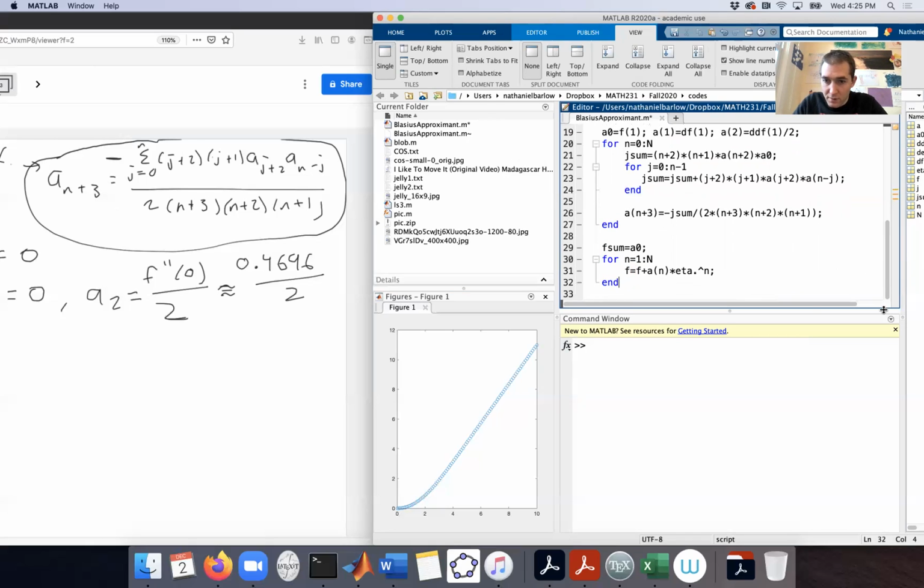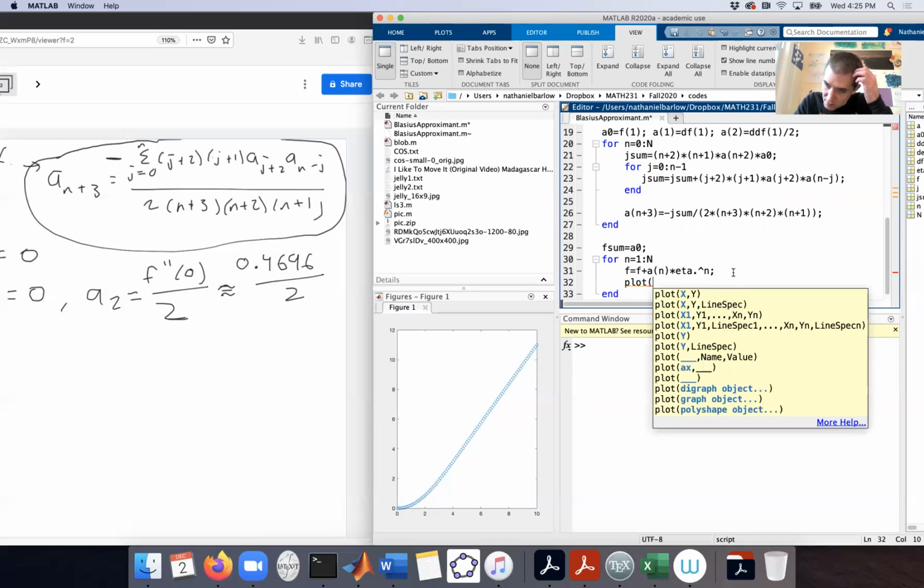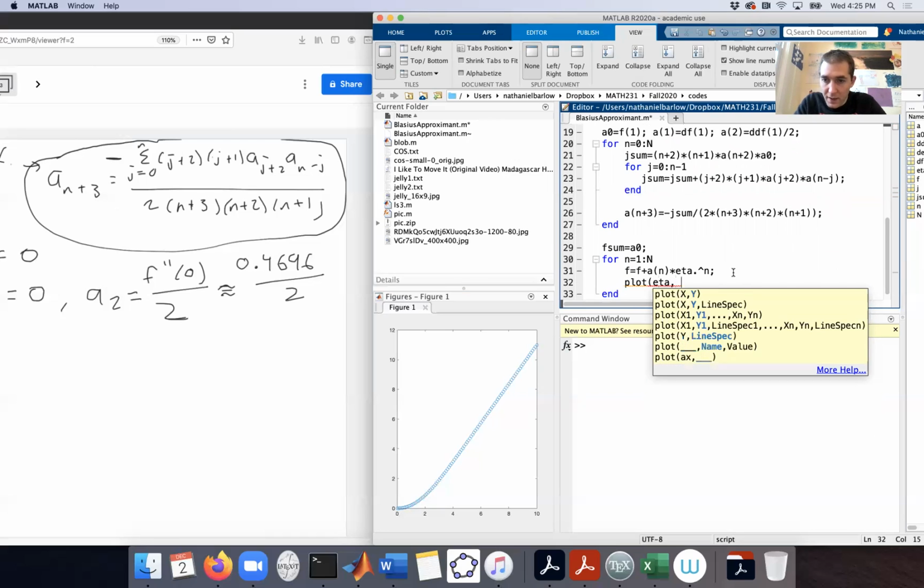And we want to plot the solution. So I guess we could plot it as we go here, just to see what it looks like. Eta F, we'll make these dashed lines.